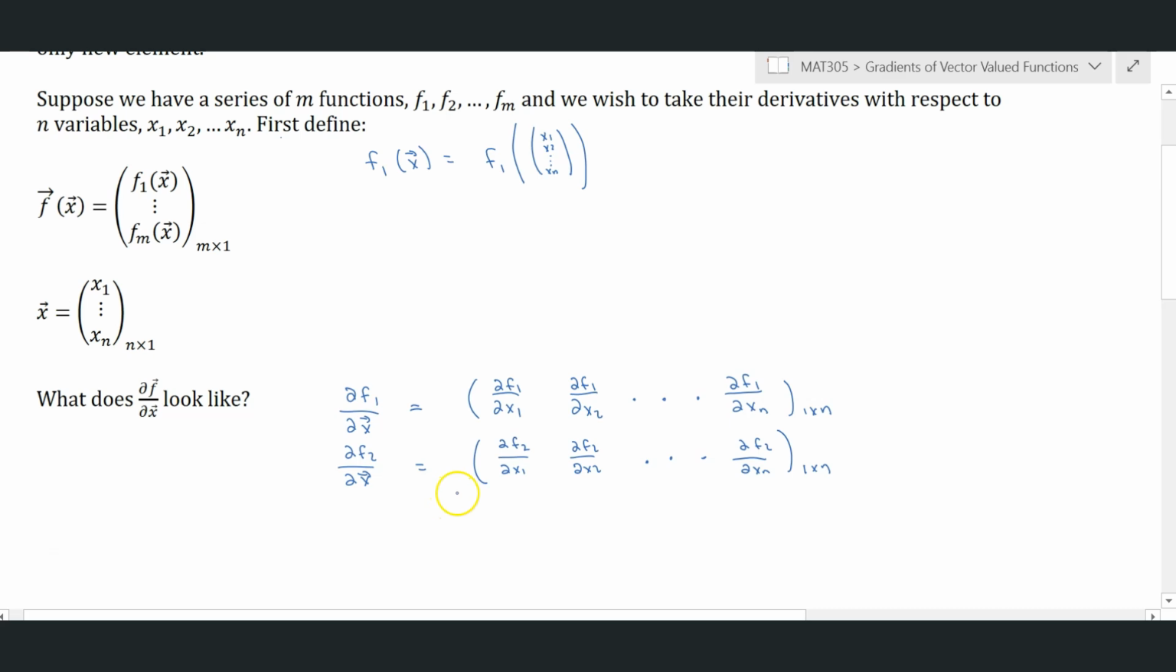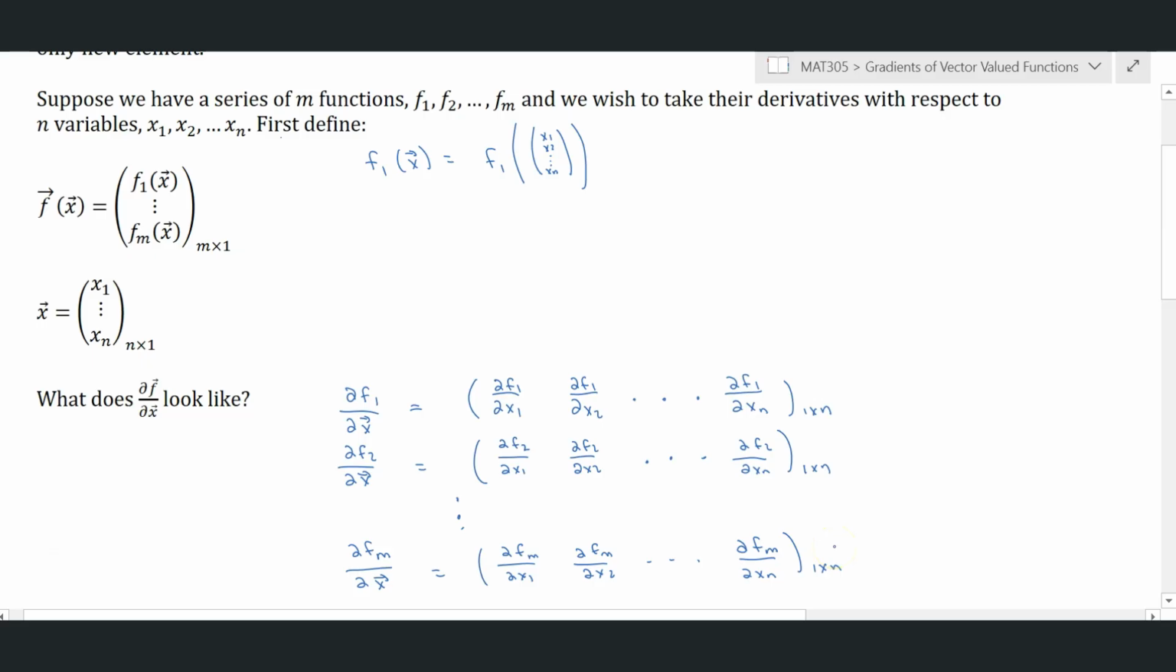And then, of course, you can imagine that we would go all the way up to the derivative of our mth function, fm, with respect to the vector x. And you guessed it, it's going to look exactly the same: the derivative of fm with respect to x1, the derivative of fm with respect to x2, all the way up to the derivative of that function with respect to the last variable.